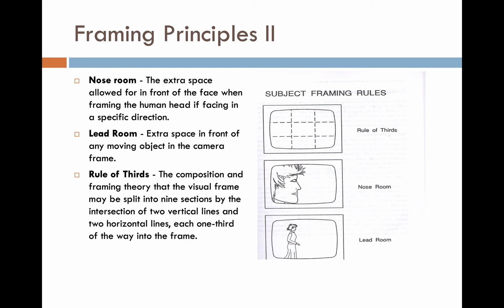Rule of thirds. The composition and framing theory that a visual frame may be split into 9 sections by intersections of 2 vertical lines and 2 horizontal lines, each 1/3 of the way into the frame. Some of the cameras that you may have access to, even your phones, have a setup where you could put up the rule of thirds for framing of your shots. And again, where the lines intersect are going to be more interesting for framing your subject. You can also revisit the rule of thirds in lesson number 1, in the vocab. It has some examples in there that you can look at again if you'd like to.